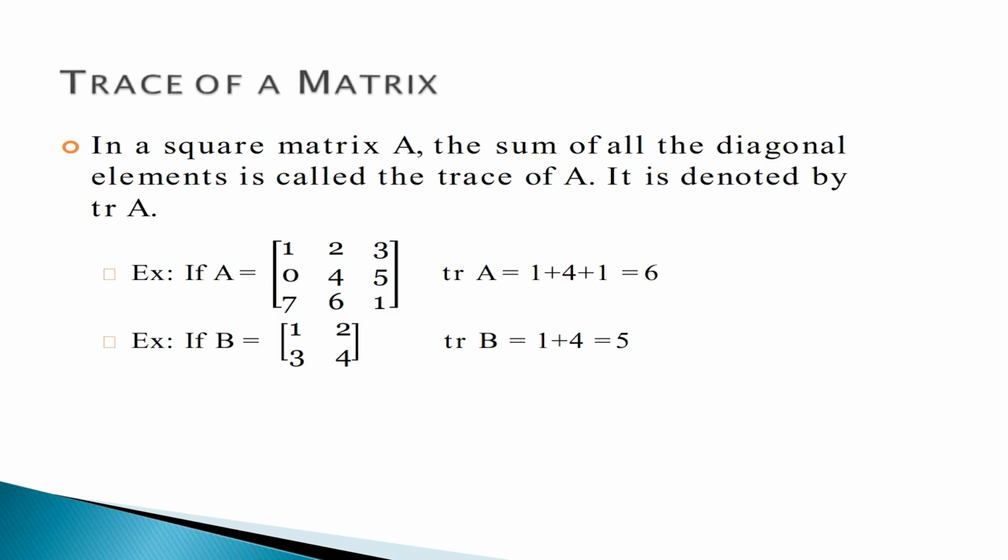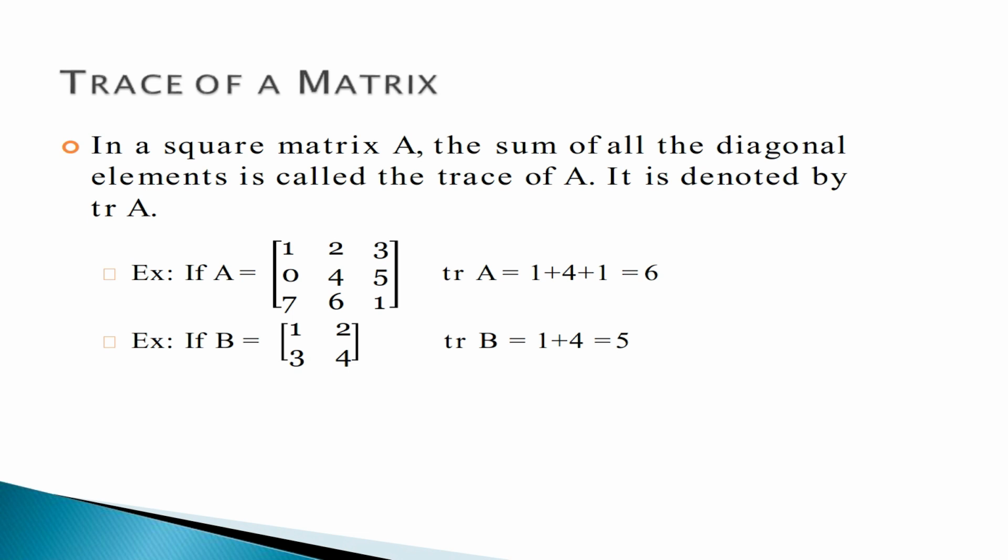Next is trace of a matrix. In a square matrix A, the sum of the leading diagonal elements is called the trace of A. Here is an example: if A is the matrix 1, 2, 3, 0, 4, 5, 7, 6, 1, this is a 3 cross 3 order matrix, a square matrix. Here trace of A becomes 1 plus 4 plus 1, that becomes 6.